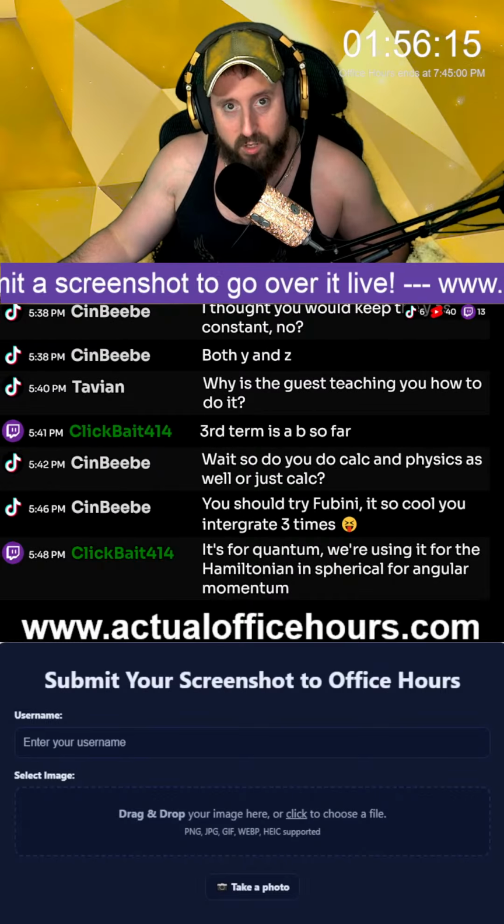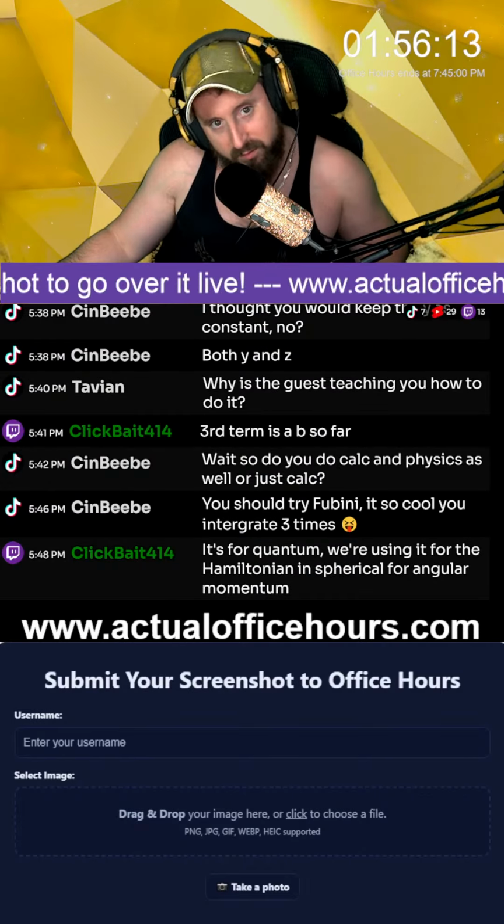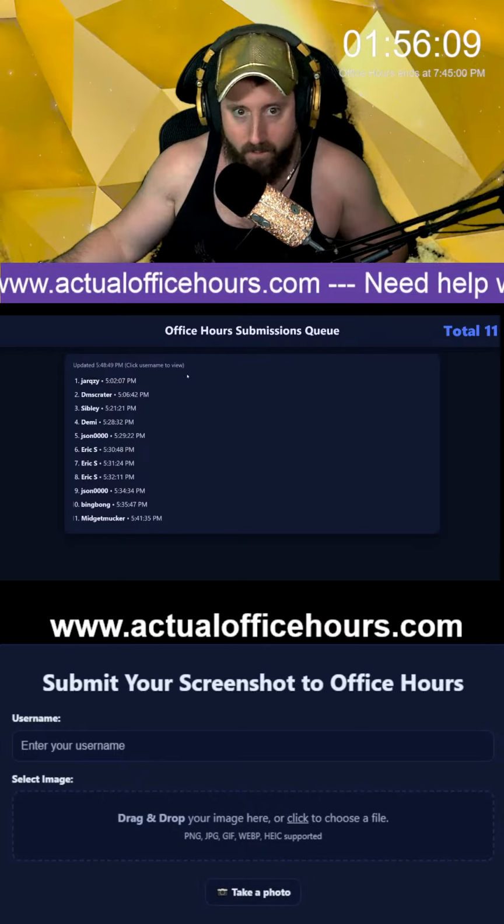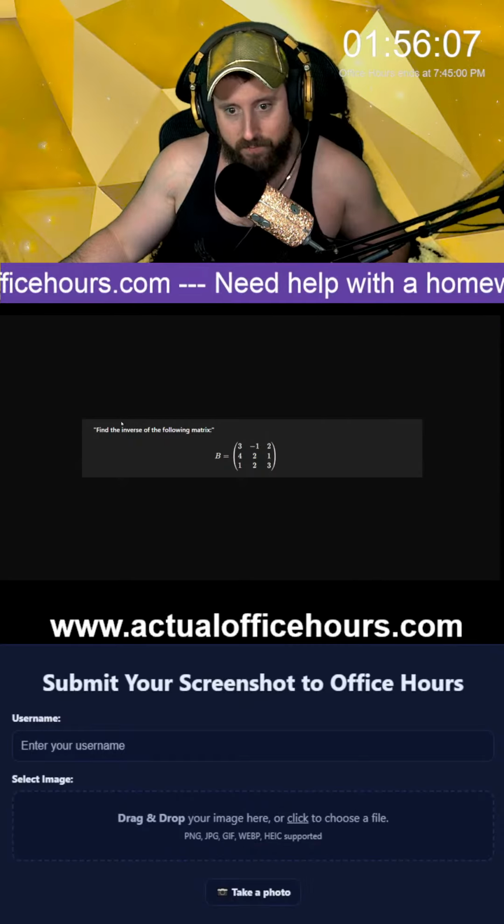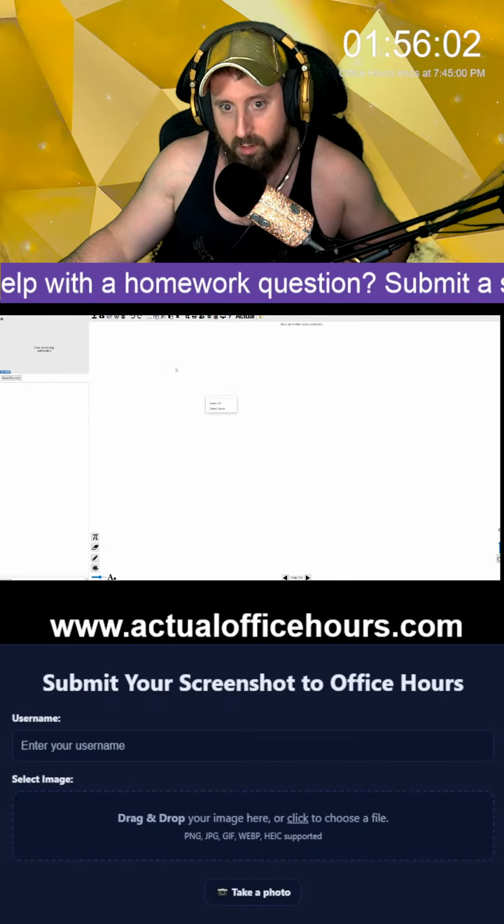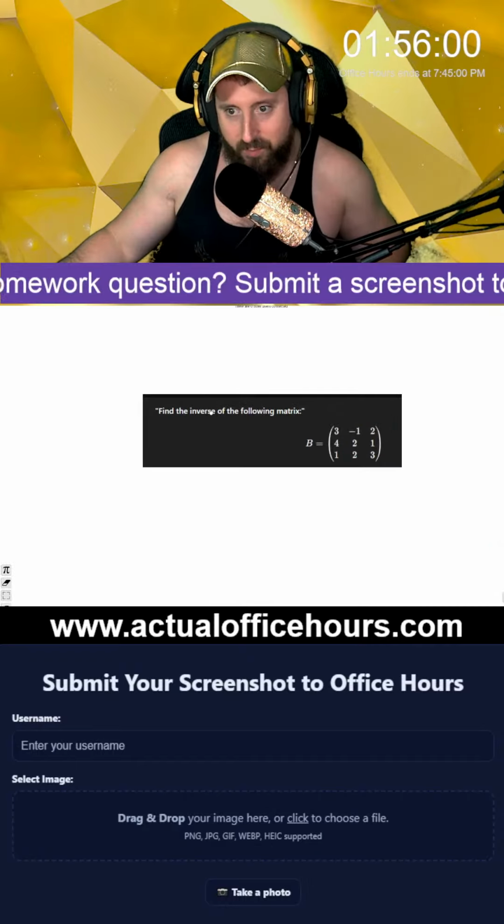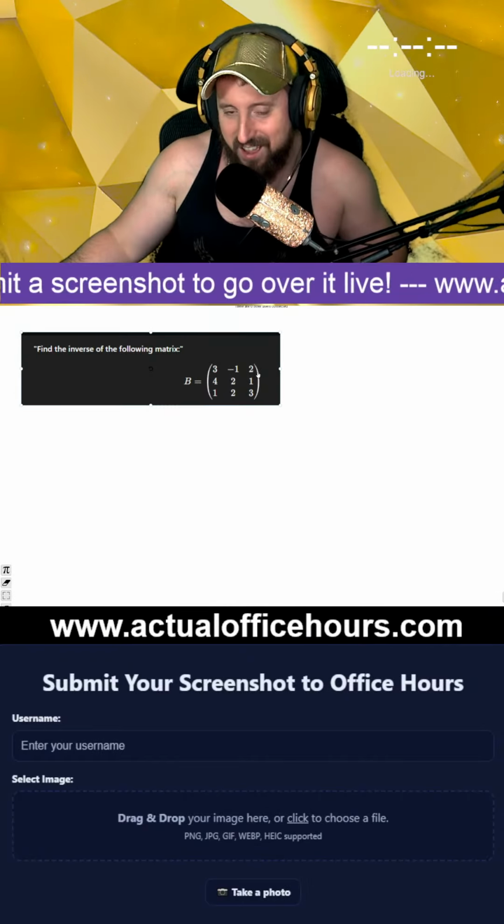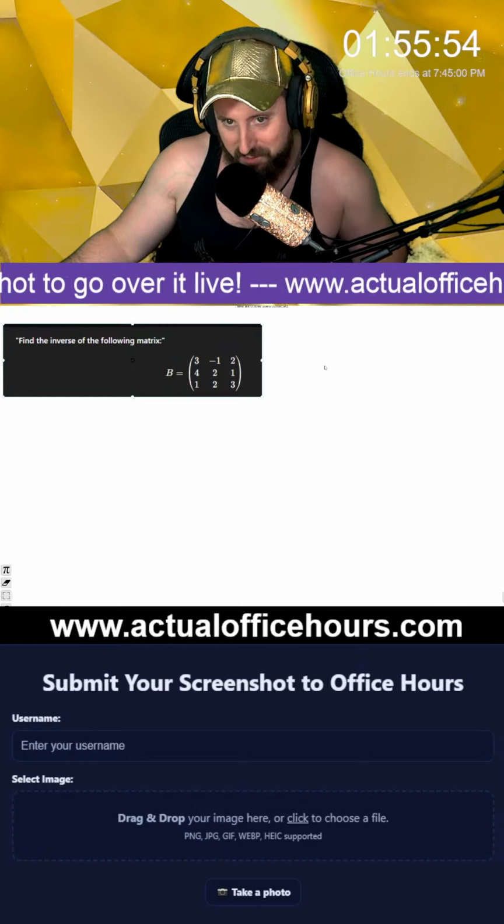It's for quantum. We're using it for the Hamiltonian, spherical, for angular. Okay, makes sense. It's just weird they're making you rederive it. Okay. Jarkizi, find the inverse of the following matrix. Oh, okay, cool. I'll show the general way to do it, and then I'm just gonna have the calculator do it, because I'm not doing all the row ops. I'm pretty sure that would take a while.